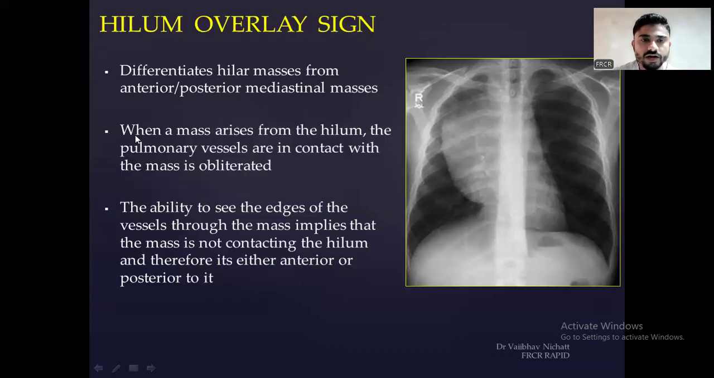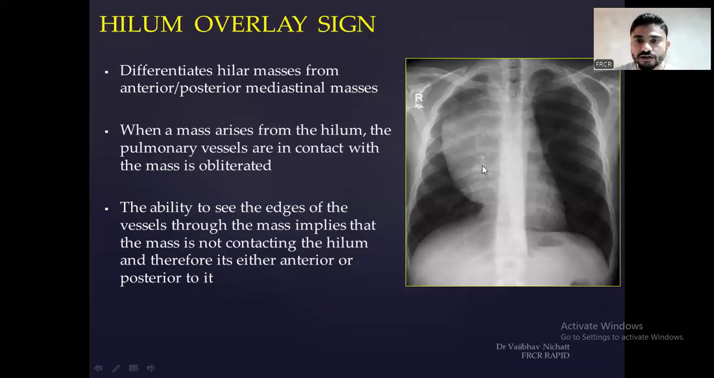When a mass arises from the hilum, the pulmonary vessels in contact with the mass are obliterated. So if the mass is arising from the hilum, then you will not be able to see pulmonary vessels clearly. Then you can label that the mass is arising from the middle mediastinum when the pulmonary vessels are not separately visualized.